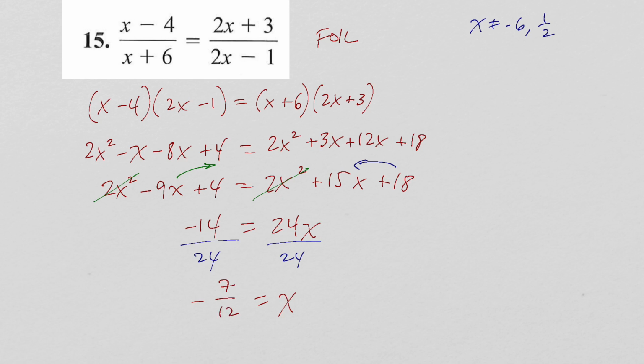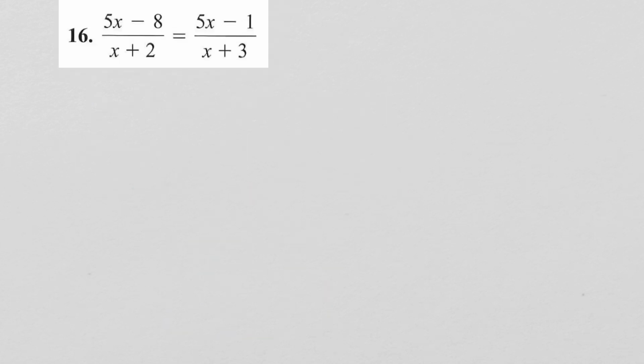Now before I circle that, I go back to my restrictions, and I see that x couldn't be negative 6 or 1 over 2, so this is okay, and I circle it. Okay, here I don't even need to find my LCD because I can cross multiply, but I do want to do my restrictions. x cannot be equal to negative 2 and negative 3. Negative 2 from this, and negative 3 from this. So now one fraction equals another fraction, so I'm going to cross multiply.